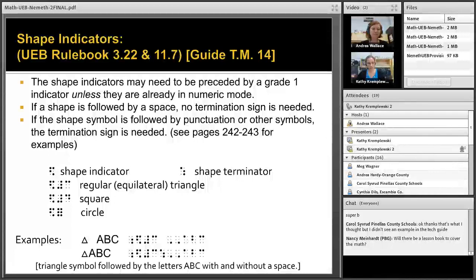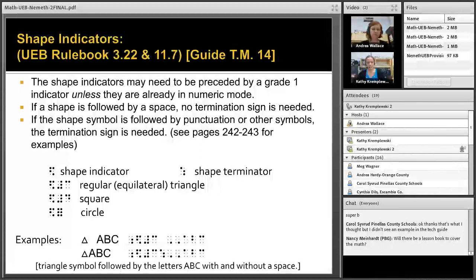And if you go to this section in either the rule book or the guidelines, you'll see all the other shapes and other indicators and other things. We couldn't cover everything. I just wanted to give you an idea. So if we look at the example, you follow the print. In the first one, we've got triangle with a space, ABC. So we've got grade 1 symbol indicator, the ED sign for shape sign number 3, so triangle, space, capital word indicator, ABC.